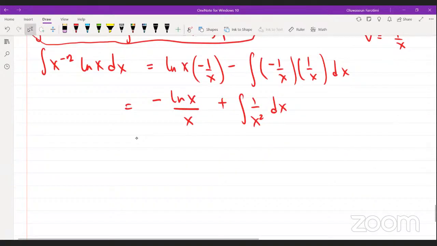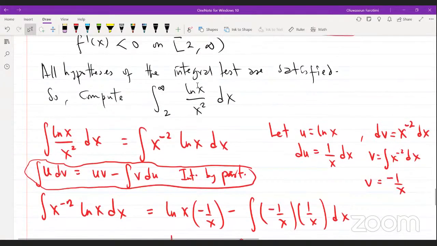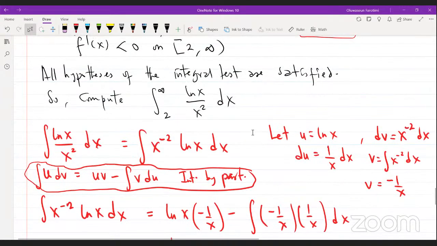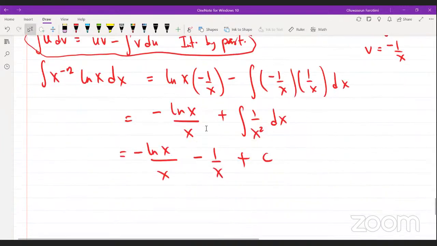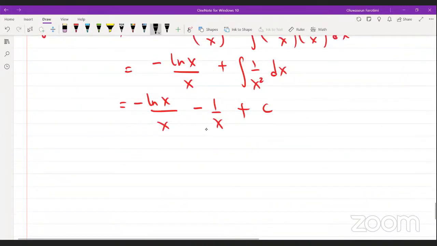So we're still solving. This becomes negative ln of x divided by x, minus 1 over x, plus c. So that's the indefinite integral part. Now, can we plug in the bounds? Definitely.